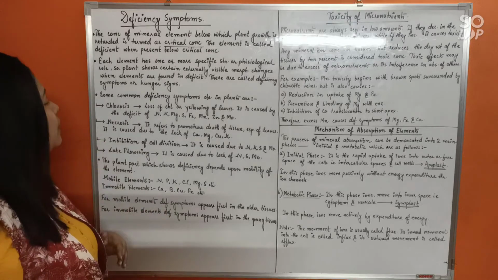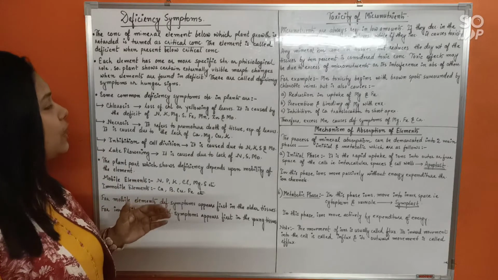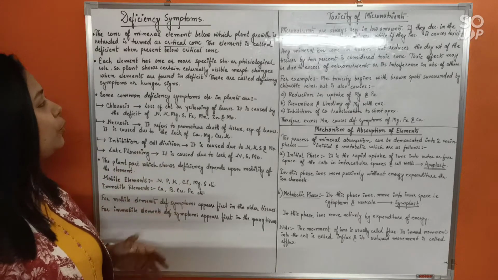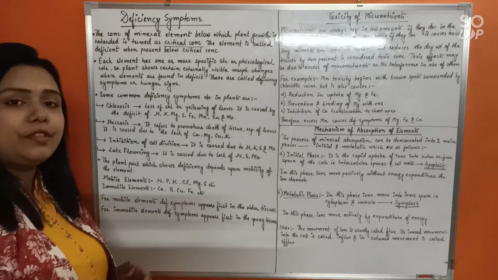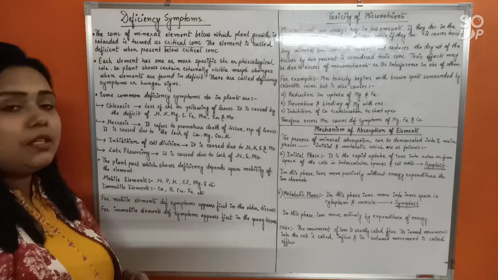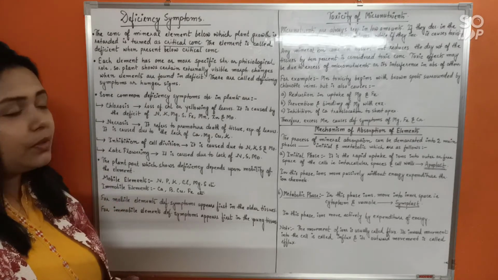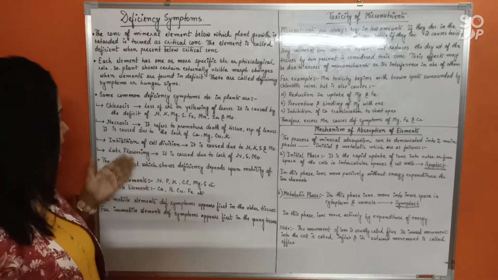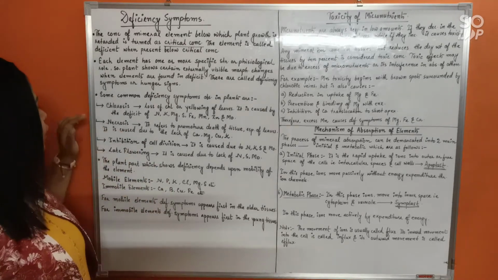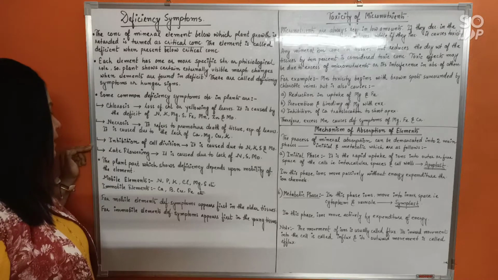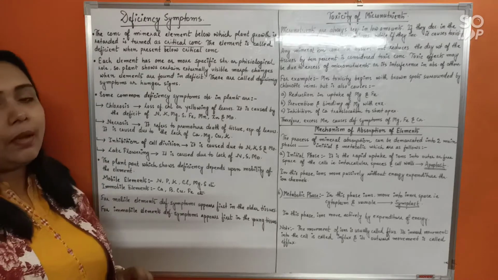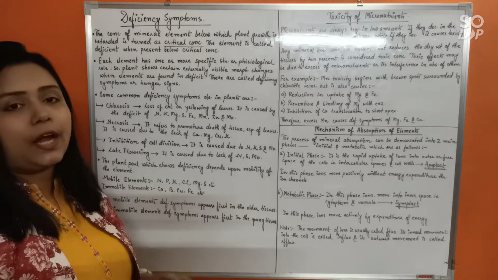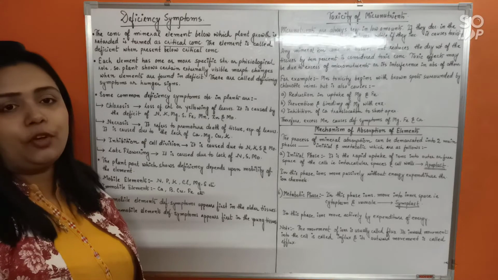Now, each element has one or more specific structural and physiological roles, so plants show certain externally visible morphological changes when elements are found in deficit. And these are called deficiency symptoms or hunger signs, as I have already told you. Now, the various common deficiency symptoms observed in plants have been basically categorized here as chlorosis, necrosis, inhibition of cell division and late flowering. So you must remember which of the deficiency symptoms occur due to the lack of which elements. That's very essential for you to remember.